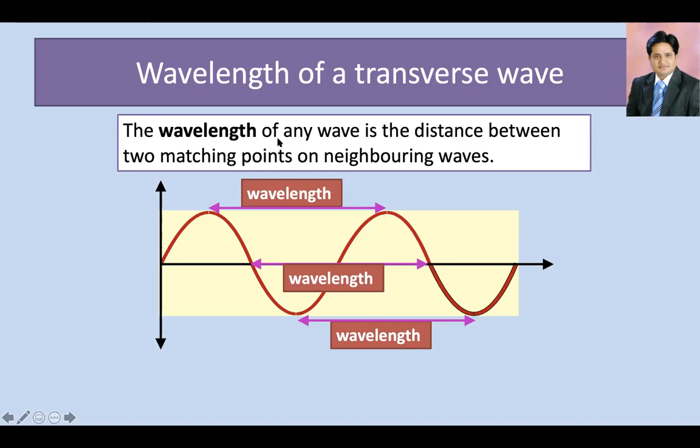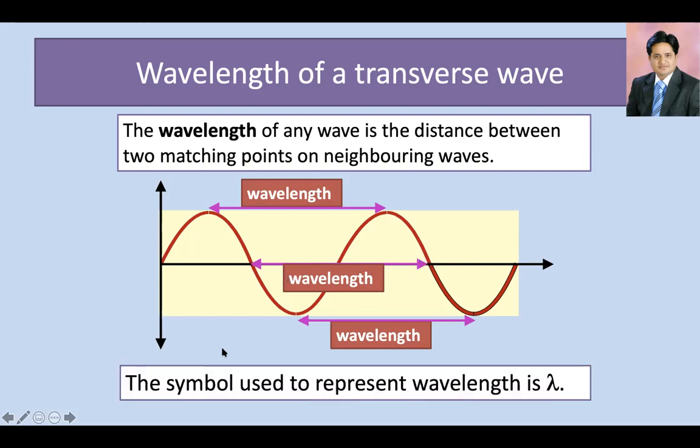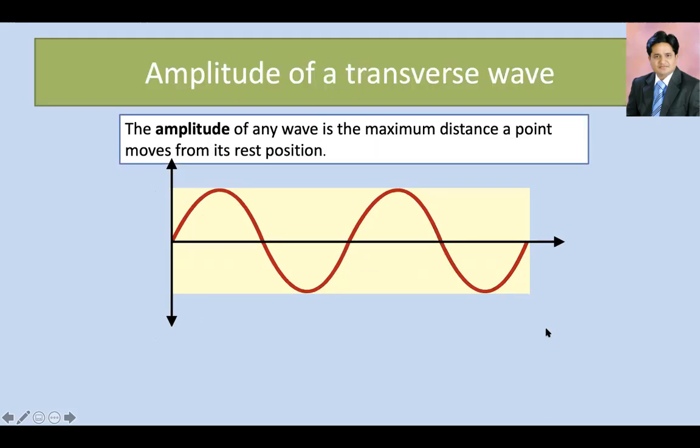Here you see the definition: the wavelength of any wave is the distance between two matching points on neighboring waves. So if you have this wave and this point, the next point that is in phase with this point will be this one, because this point matches with this point. So this distance would be the wavelength. It is represented by the Greek letter lambda. So this is the symbol for wavelength.